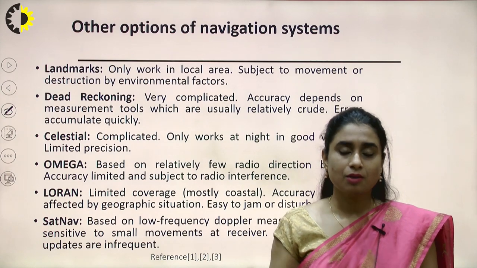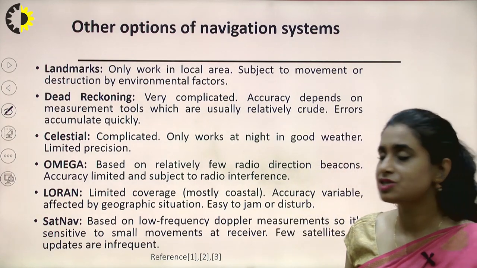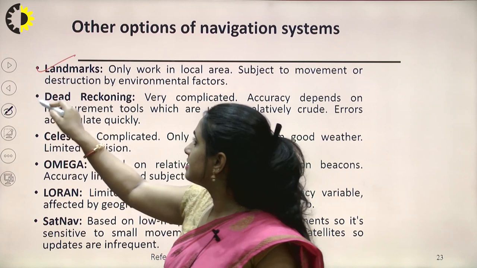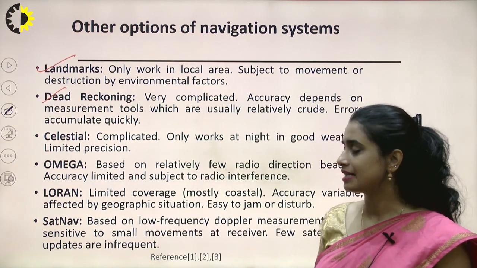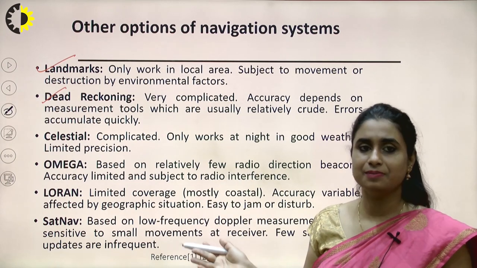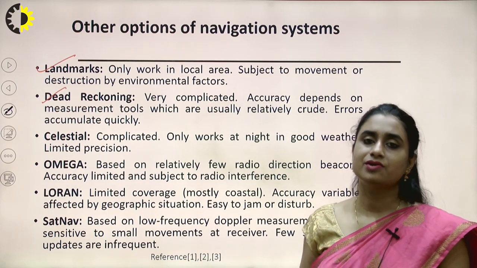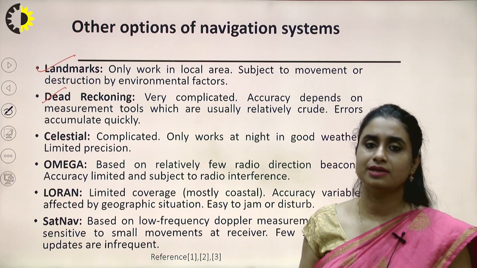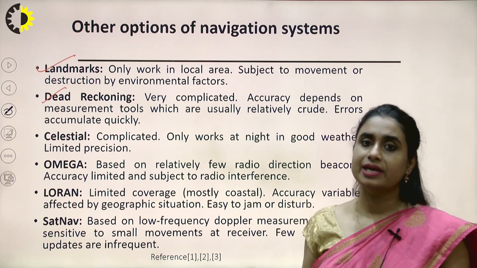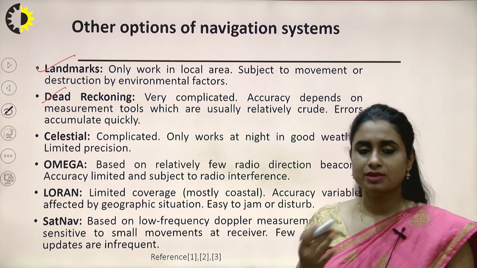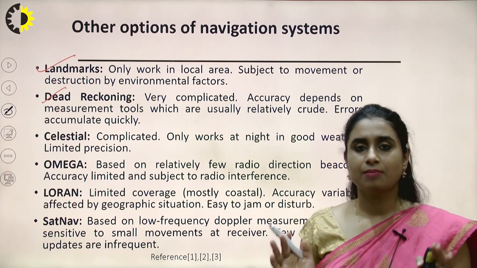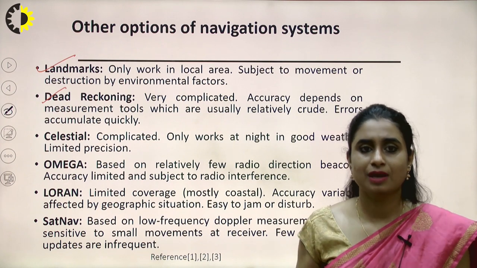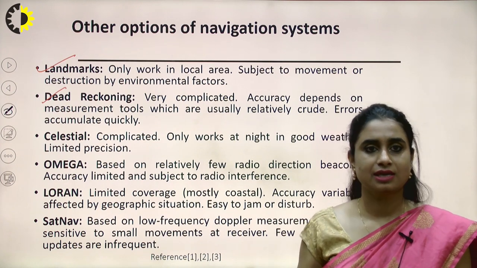Other options that we can use for navigation are landmarks, Dead Reckoning, Celestial, Omega, Loran, SatNav, other than Navstar, other than GPS. Different countries are developing these. India is also developing its own radio navigation system. So these are just coming and getting improved day by day. But still, up to date, GPS is the most famous one that we use in our everyday life.